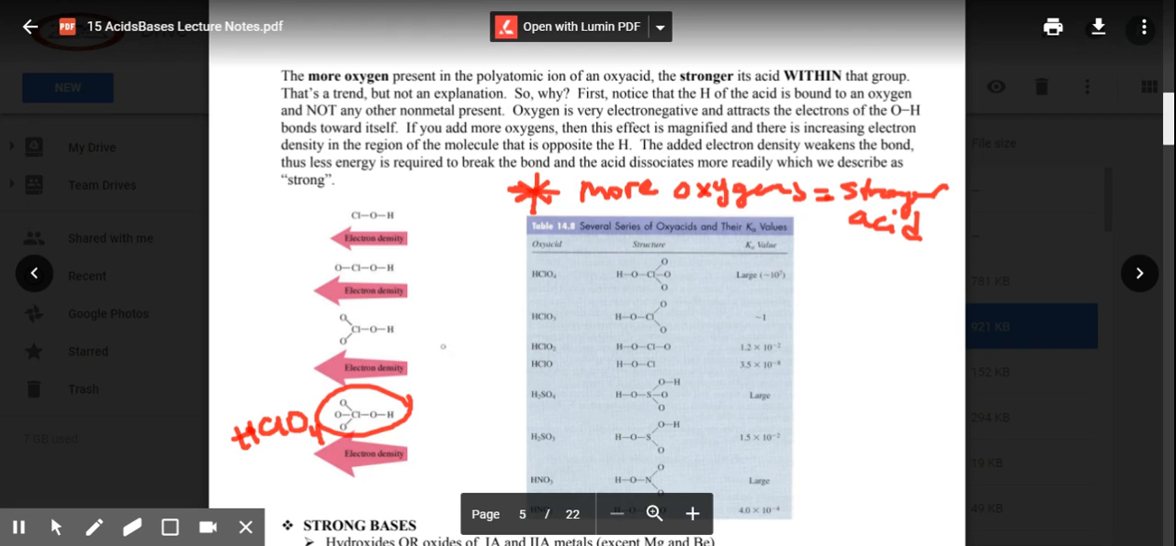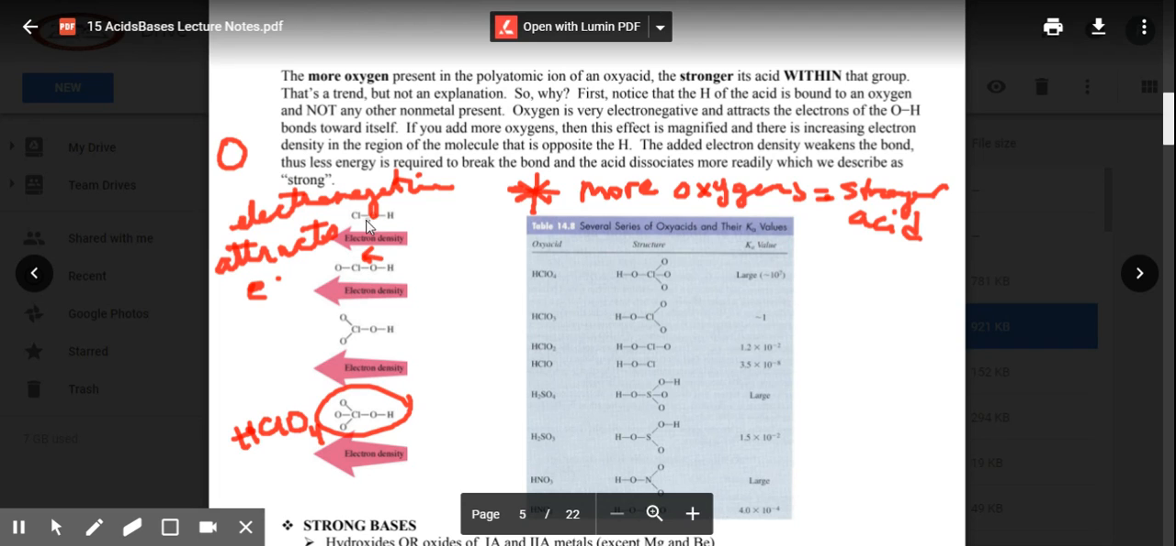And so this is what's happening. Oxygen is highly electronegative. Electronegative means that it attracts electrons. Now, oxygen is highly electronegative, so when I add more oxygens, you're attracting the electrons away from this hydrogen.